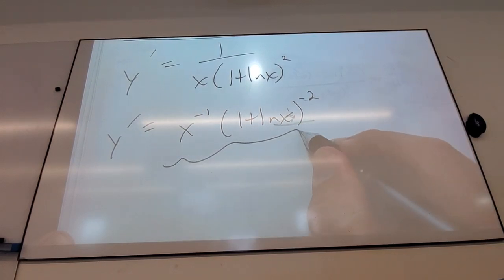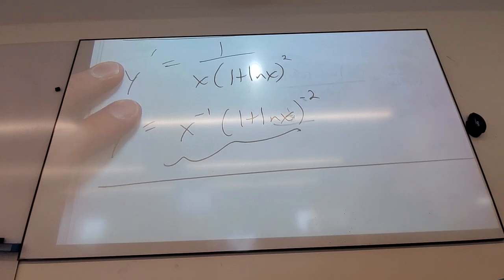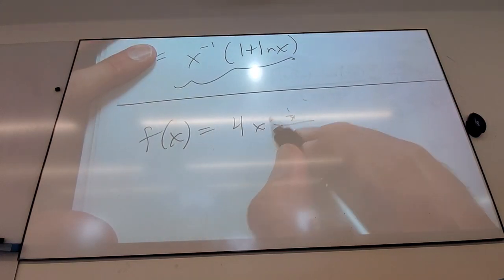What would you do? Product rule, yes. And then within that you're going to have a chain rule and so on. The thing that is surprising me that nobody's asked me about is if I have a function like this.